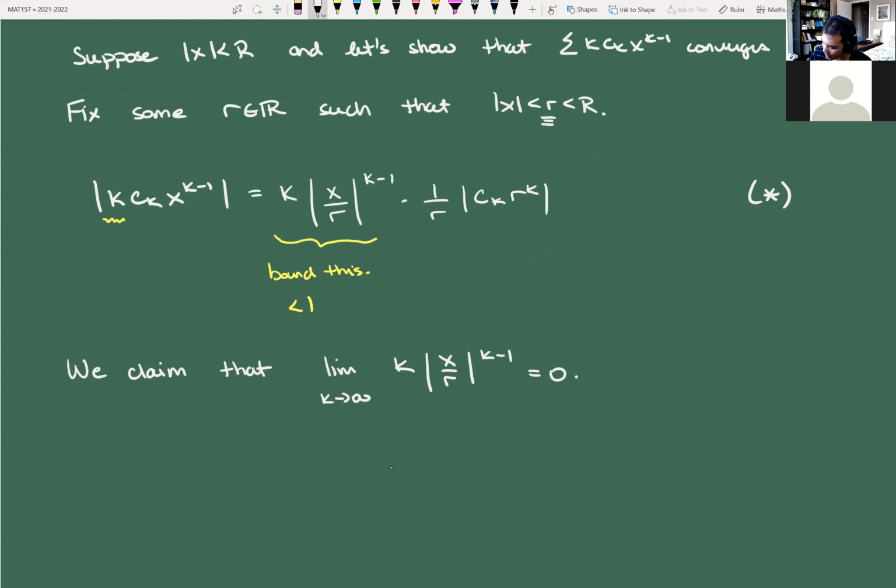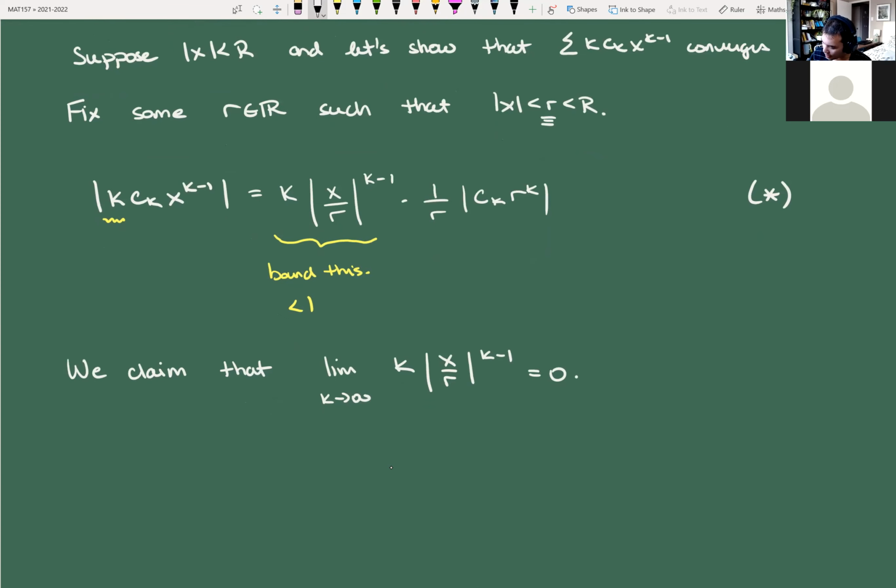So indeed, let's show that the sum from k equals 1 to infinity of k (x over r)^(k-1) converges, right? Because that will give us what we want. All right, by the ratio test, we're going to get the limit as k goes to infinity of k plus 1 times x over r to the, or I guess this should be k plus 1, right?